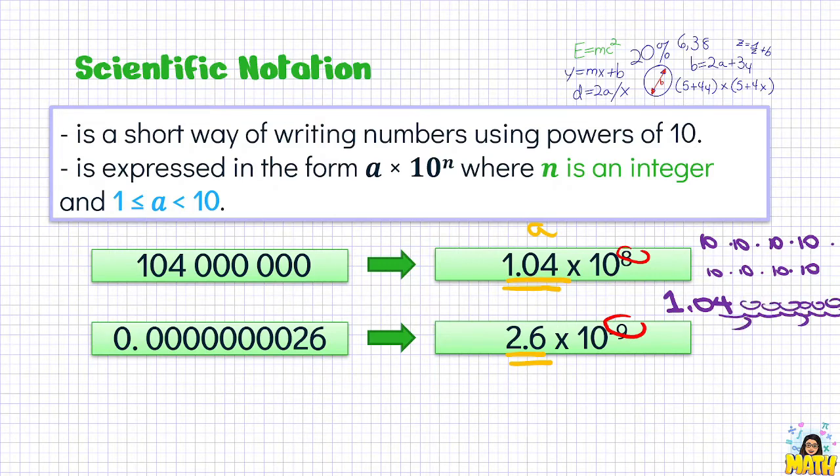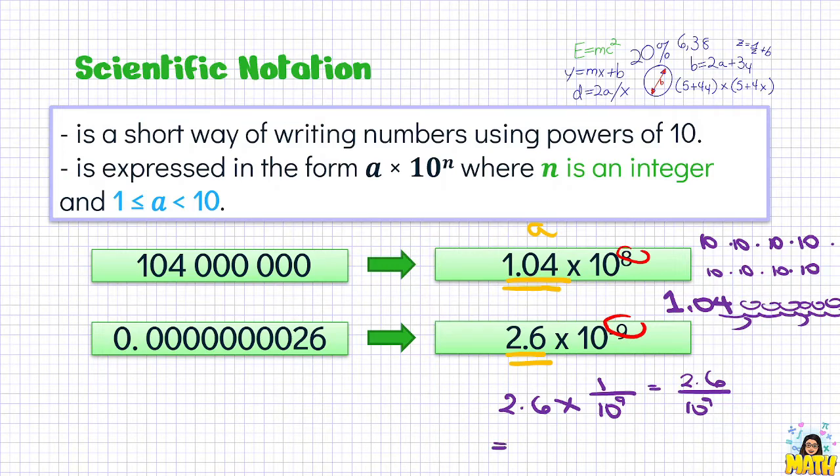Okay? While for the second one, 2.6 times 10 raised to the negative 9 power, that means multiplying it by 1 over 10 to the 9th power. So instead of multiplying, it also means dividing 2.6 by 10 to the 9th power.